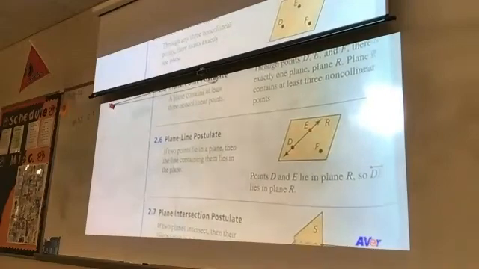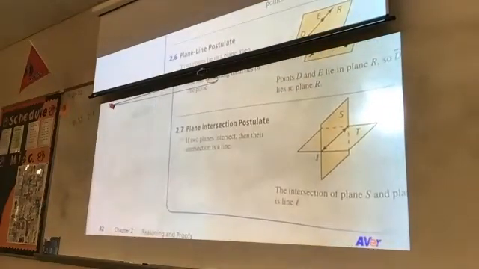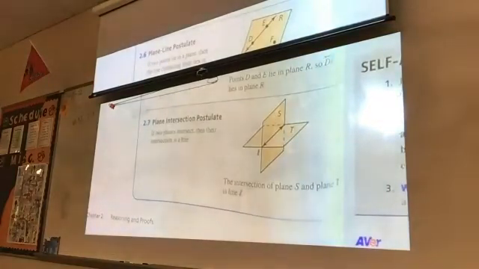Then our final one talks about plane intersection. And so if we have 2 planes that intersect, their intersection is a line. And we talked about that last chapter. We saw that on the test on one of our questions, where it has to be a line, it can't just be a point. And that's like the ceiling and the wall, right? They meet at that line.